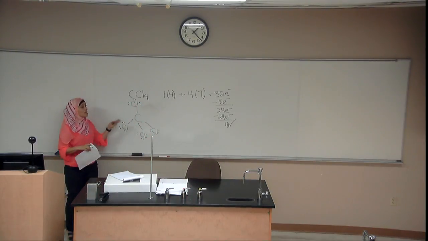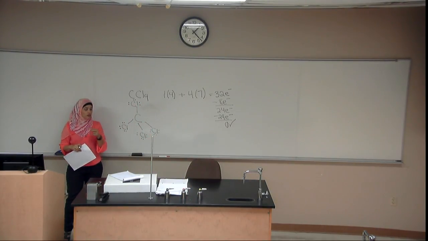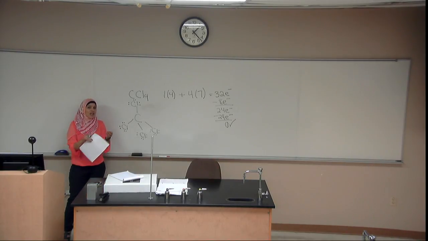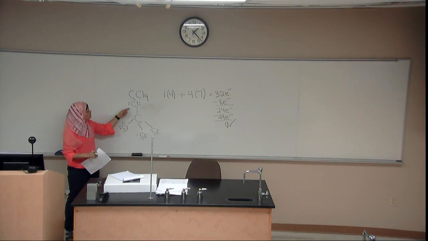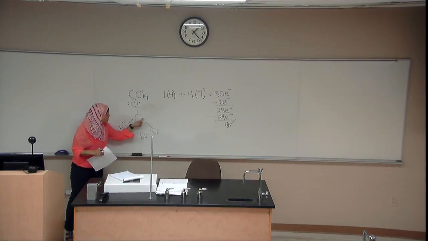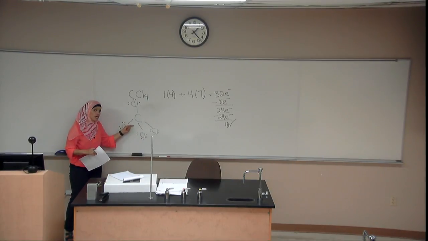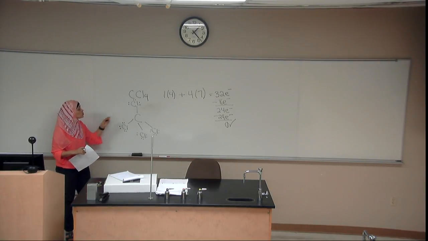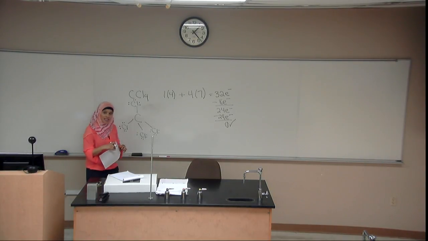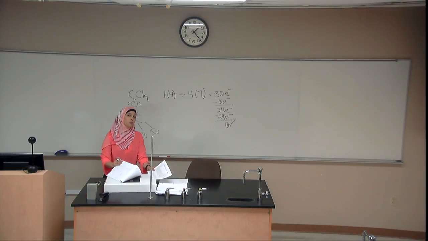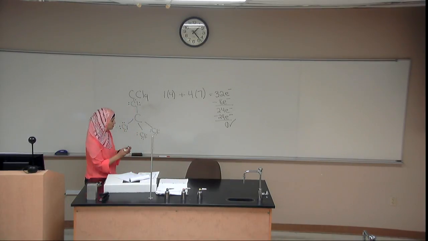So you want to lastly check yourself. Is everybody happy here? And when I say happy, I mean, does everybody have a full octet? The chlorines do: that's 8, that's 8, that's 8, and that's 8. Carbon has 1, 2, 3, 4 bonds. 4 times 2 is 8 electrons. So everybody is happy like that, and this would be a sound Lewis structure for CCl4.